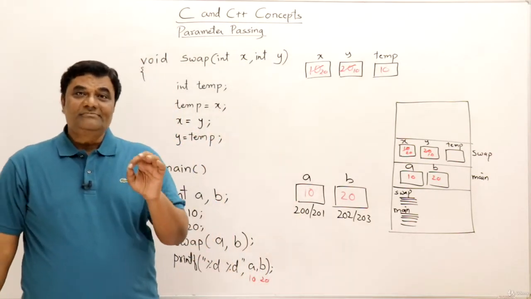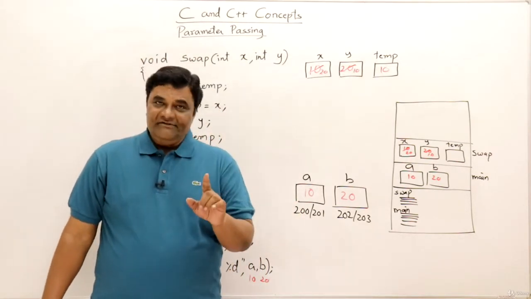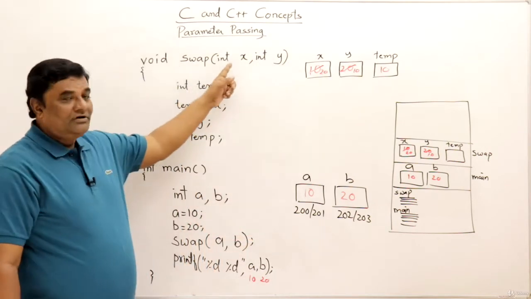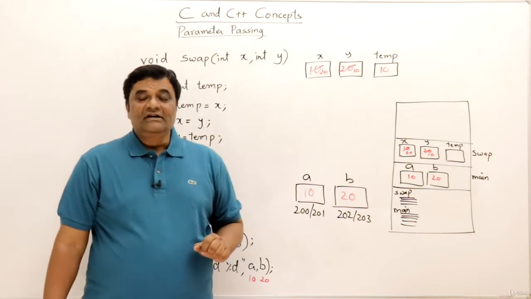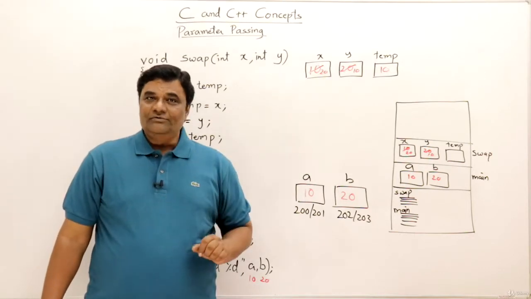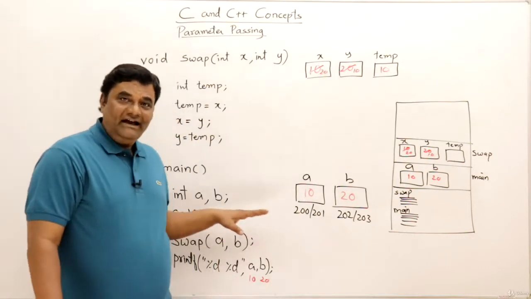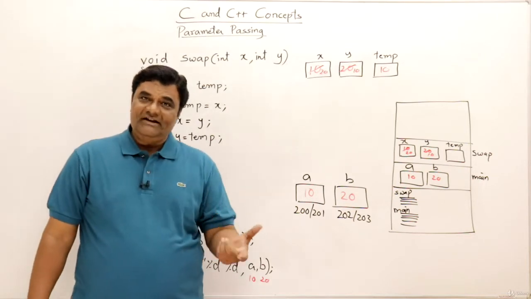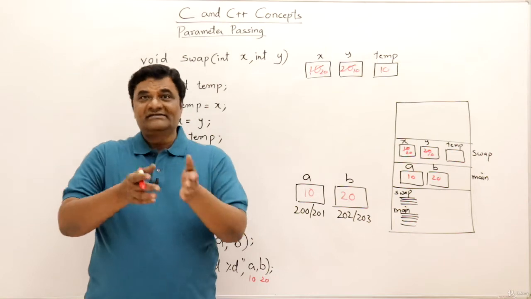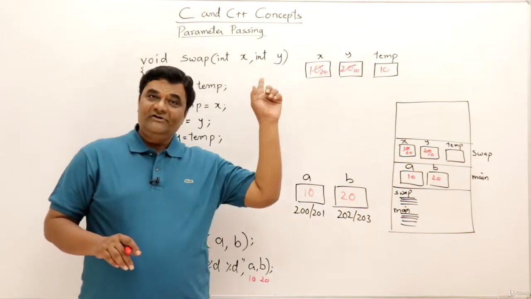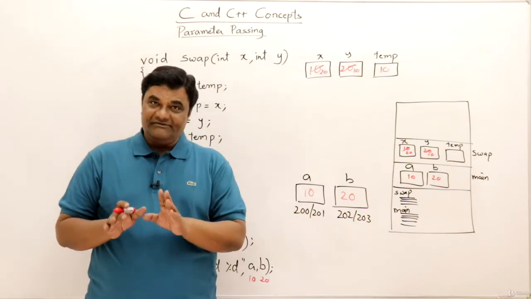So this is pass by value. In pass by value, any changes done to formal parameters will not reflect in actual parameters. So when should you use pass by value? When you don't have to modify actual parameters, you can use pass by value. And you can use pass by value if a function is returning some results. So swap function should not be written using pass by value.